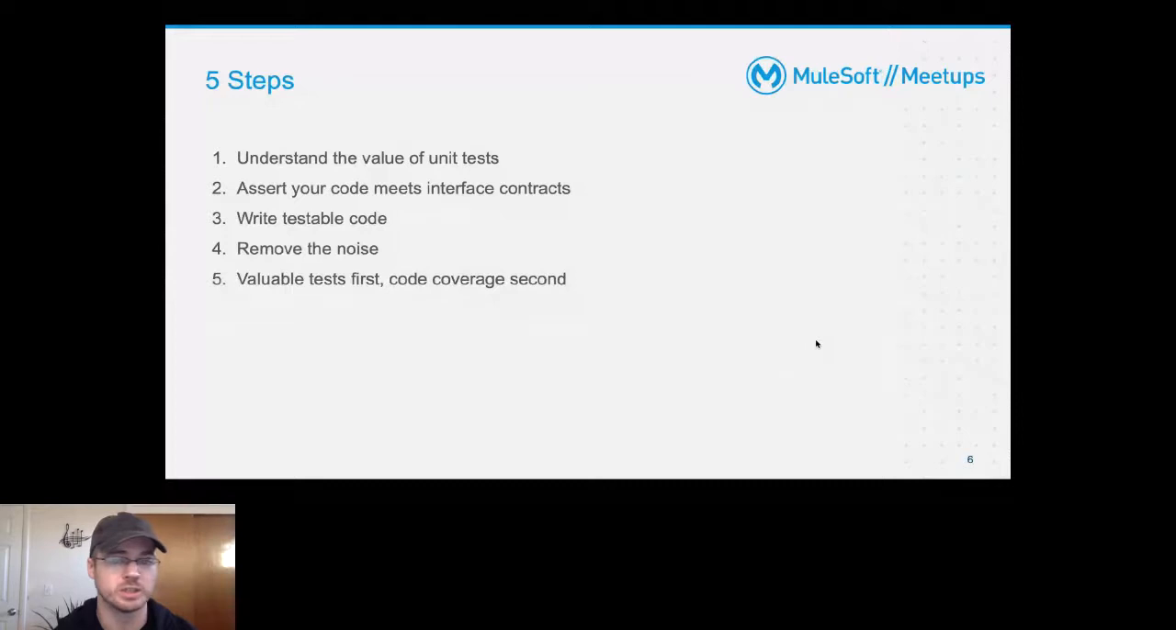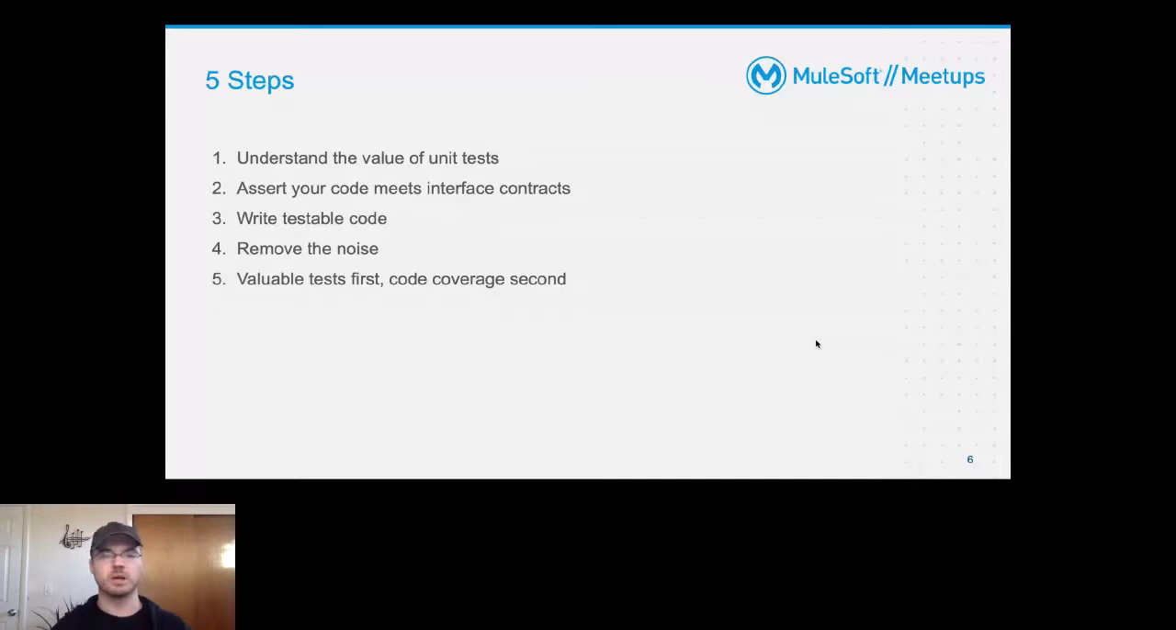We want to remove the noise. We'll talk about what noise is when we get to that part of the presentation. And when we're prioritizing how we're writing our tests, we want to prioritize writing all of our valuable tests first. And then we want to worry about code coverage as a secondary target. And we'll discuss exactly what makes a test valuable in that section as well.